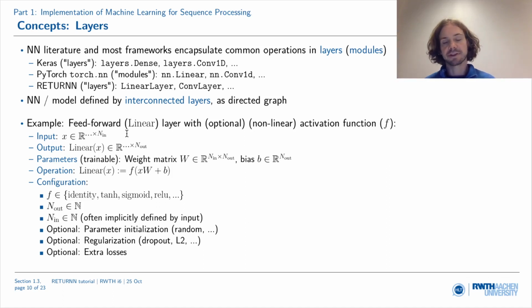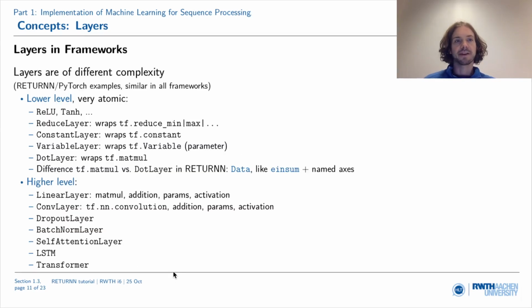One example here is a linear layer, which can have an optional nonlinear activation function also. You have some input for a layer, some output, then some parameters which can be trained. Then it does some operation, here matrix multiplication, bias and so on. And you configure it in some way: the activation function, the output dimension, the input dimension as well, although this can be implicitly derived from the input. Optionally, you usually can define the parameter initialization, regularization, and extra losses.